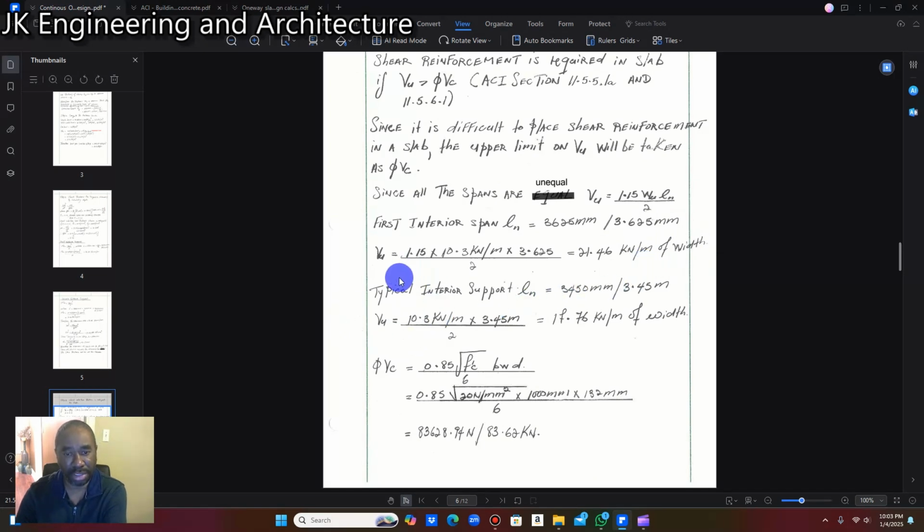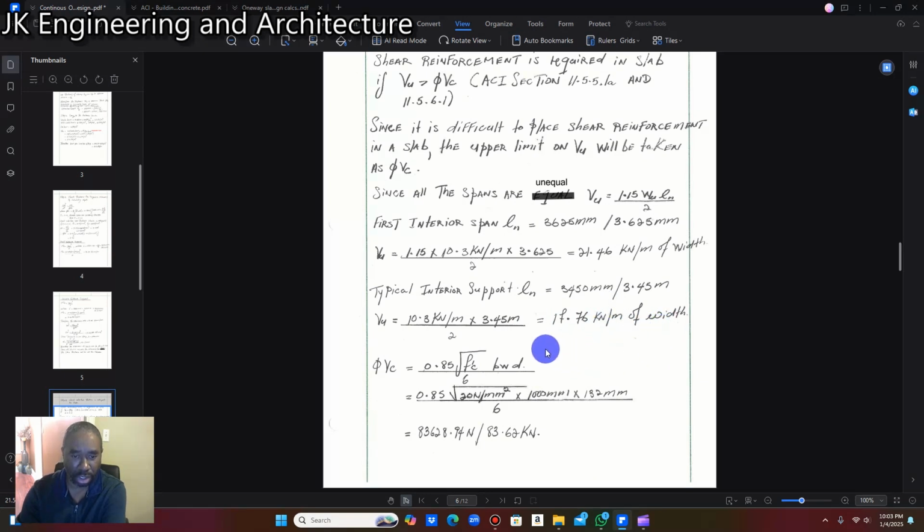Right? For a typical interior support, our Ln is going to be 3,450 millimeter or 3.45 meter. So our VU is going to be 10.3 kilonewton per meter times 3.45 meter divided by 2, and the result is going to be 17.76 kilonewton per meter of width.